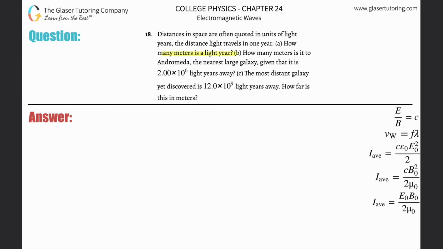So basically, we have to take the speed of light, which is about 3 times 10 to the 8 meters per second. What we have to figure out is, if light travels at this rate, in other words about 300 million meters every single second, how many meters will it cover in a whole year?